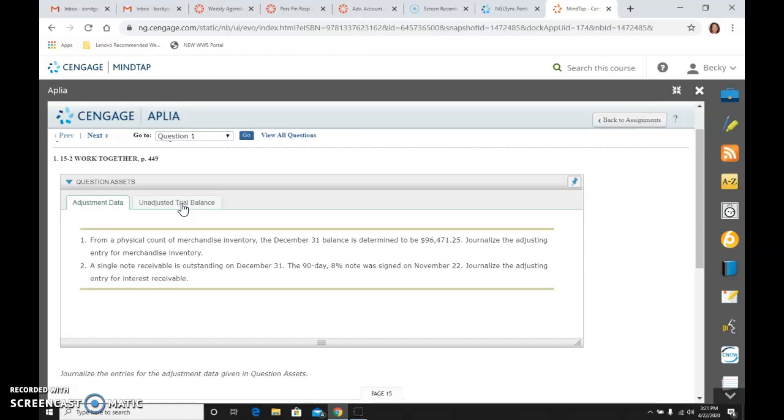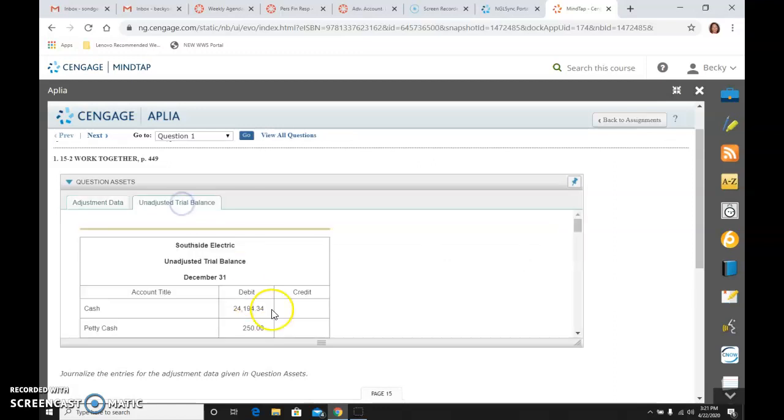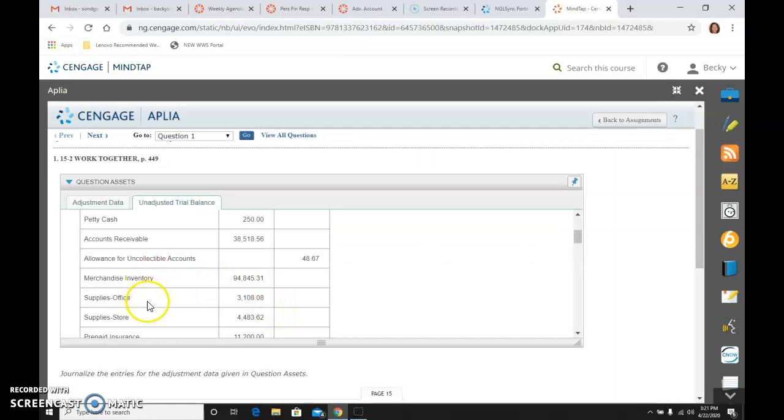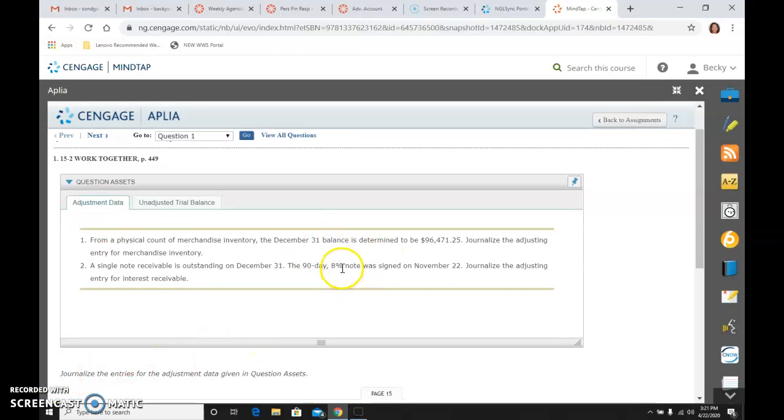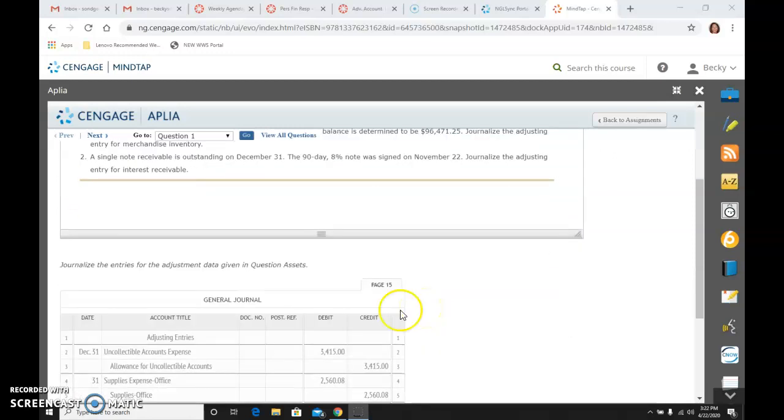And to compute the interest, the first thing I need is the principal. It said we only had one of these, so it's an $8,000 note. I will multiply principal times rate, and the rate it told me was 8%. And then I need to multiply that times my time element. So the time element that I have to figure out is I have this note from November 22nd to December 31st, which is when I'm making my adjustment.